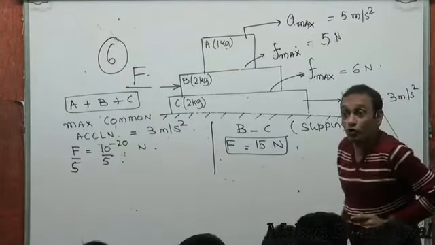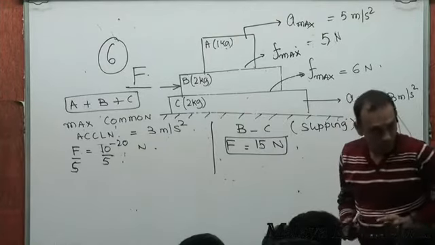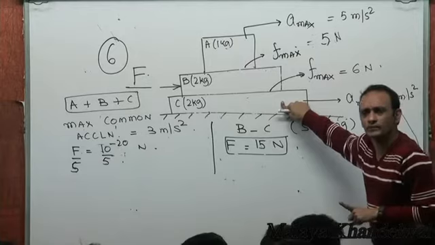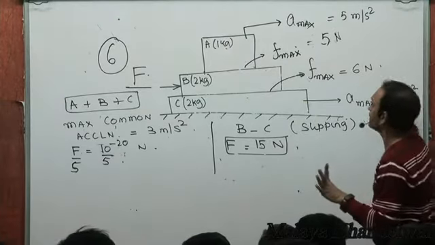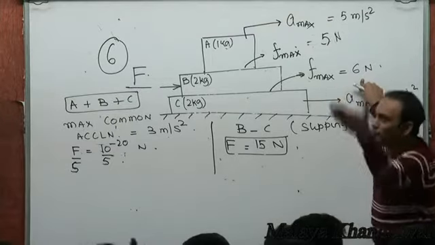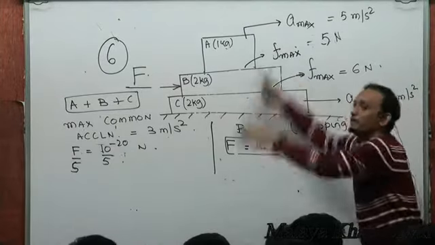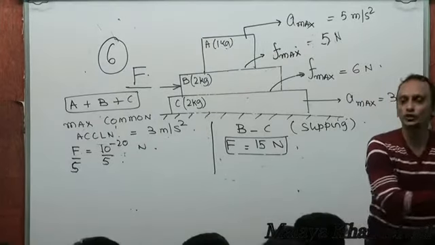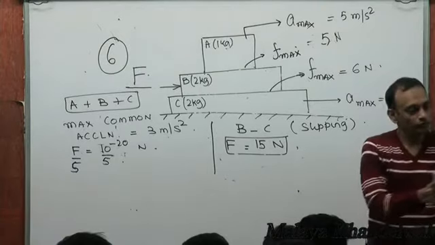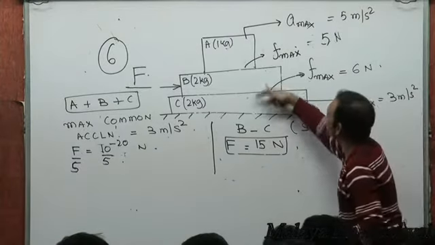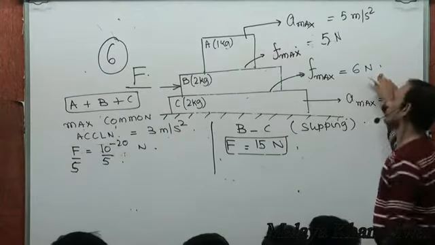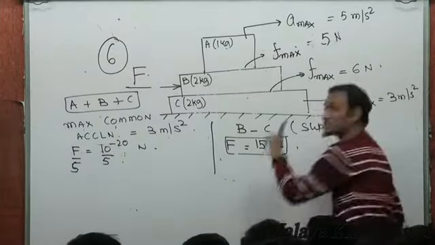So there is a magic number for slipping to occur between A and B. Beyond F equal to 15 newtons, what happens to the acceleration of C? It remains 3 meters per second squared. What happens to the frictional force that B exerts on C? It remains 6 newtons. From F equal to 0 to 15 newtons, A, B, C move together like good friends. Their acceleration grows from 0 to 3 meters per second squared. Frictional force between B and C grows from 0 to 6 newtons.